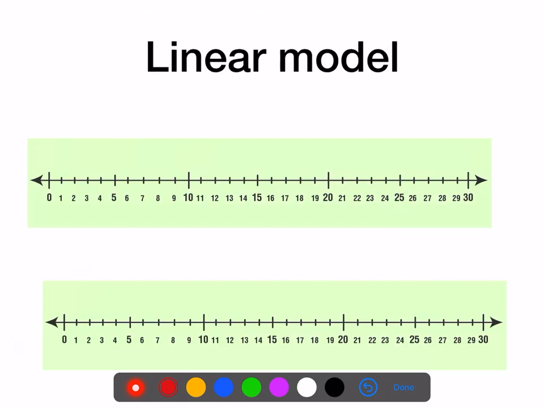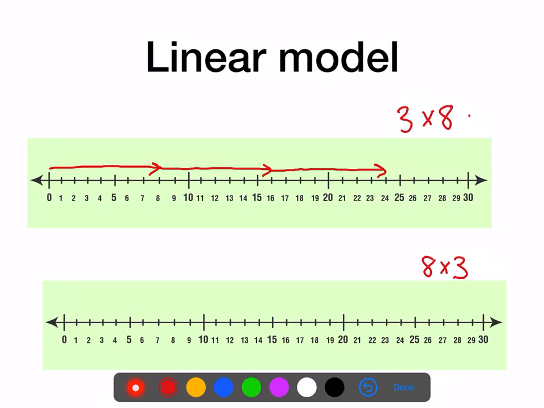For the linear model, let's think about how we could draw 3 times 8 and how we could draw 8 times 3. Again, I'll ask you to pause the video and think about this, or perhaps actually do it, and then come back. Welcome back. Okay, so here we have the first one, 3 groups of 8. The group size is 8, so I will have 8, a second group of 8, and a third group of 8. 8 plus 8 plus 8, repeated addition, 3 sets of 8, 3 groups of 8.